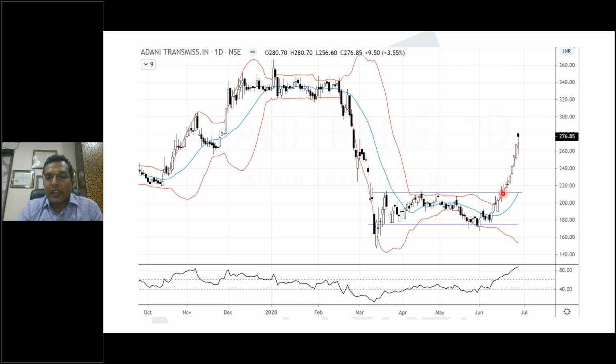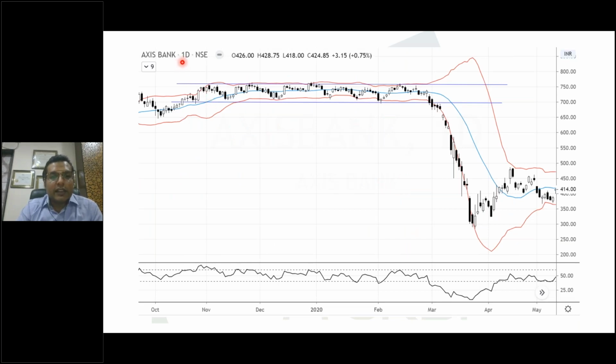And once this resistance is given away, we see the bands are still expanding, prices are walking on the band, and we have this RSI also above 60. So this is the perfect case to go long at this point, right? So this is how you can really use RSI. And now this is the daily chart.